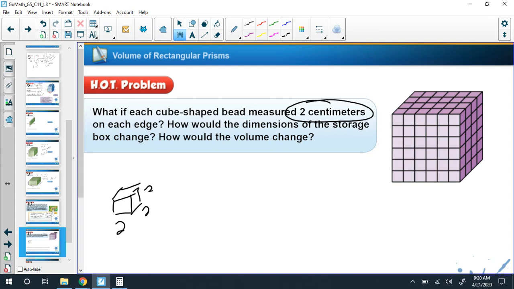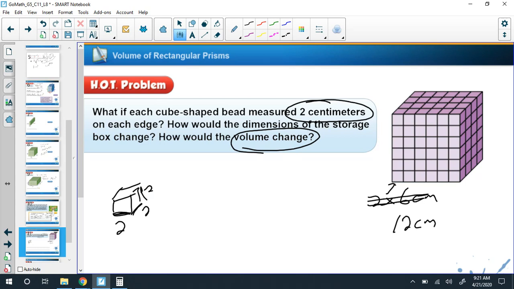It's still centimeters, right? So the unit size didn't change, but each of the beads doubled in length, width, and height. So how would the volume change? It's going to be bigger, but how much bigger? Well, if we think about it, originally this was 6 centimeters across the front here. Now each of these side lengths is not just 1 centimeter, it's 2. So we're going to multiply that times 2, which means that the front here is twice as big. So it's 12 centimeters across.